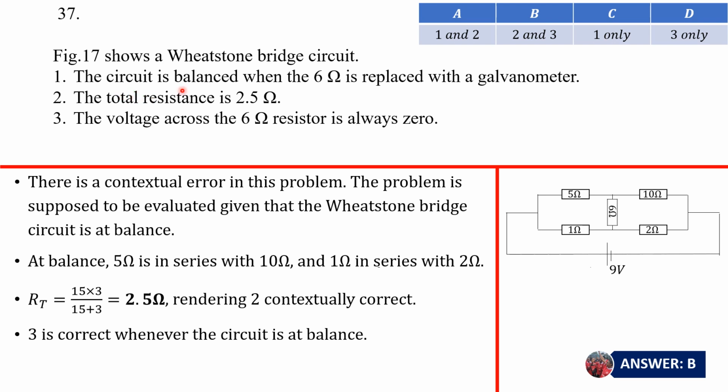But why is 1 wrong? The circuit is balanced when the 6 ohm is replaced with a galvanometer. That's not true. That's how you know that the circuit is balanced, because when you put a galvanometer here and it does not deflect, then you know that the circuit is balanced. But with this 6 ohm here, you cannot know, because there's no indicator that the Wheatstone bridge circuit is balanced. So you have to replace this with a galvanometer so it can tell you from its deflection.